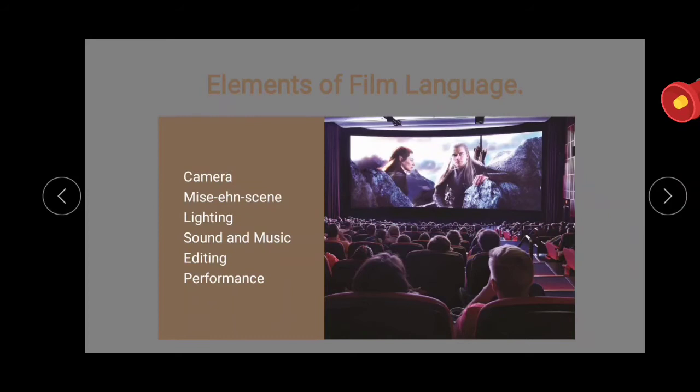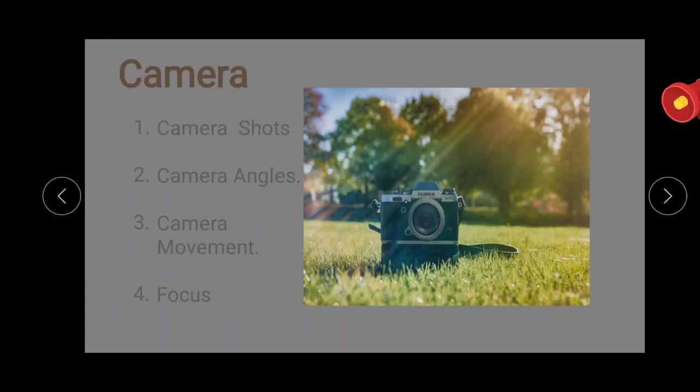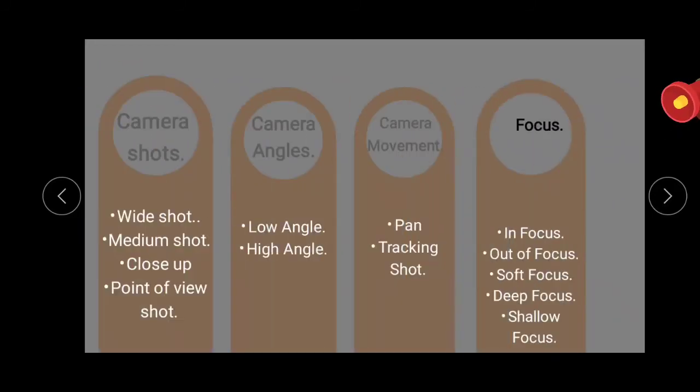Next, I'll be talking about the elements of the film language. That is camera, mise en scène, lighting, sound and music, editing and performance. So under camera, there's camera shots, camera angles, camera movement and focus. And there's multiple types of shots, angles, movements and types of focuses.